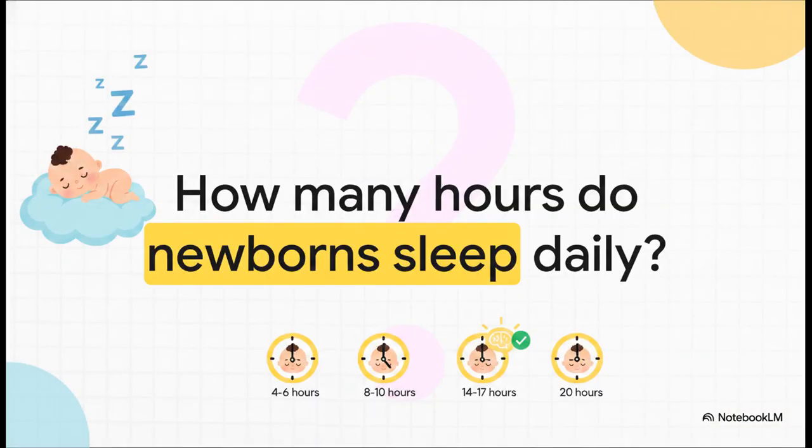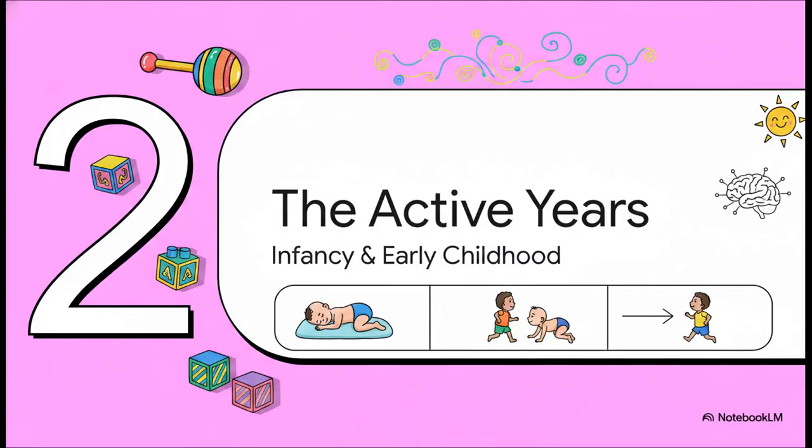How many hours do you think newborns sleep every single day? Is it A, 4 to 6 hours, B, 8 to 10 hours, C, 14 to 17 hours, or D, 20 hours? The correct answer is C, 14 to 17 hours. Honestly, at this stage, babies are sleeping even more than university students do during final exam week. Moving right into Section 2, the active years.